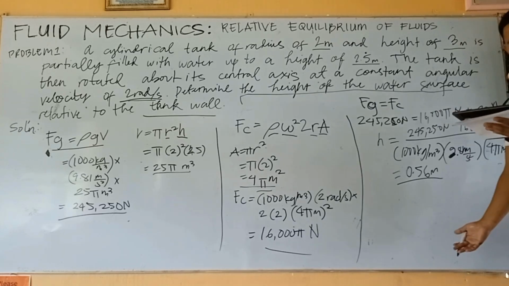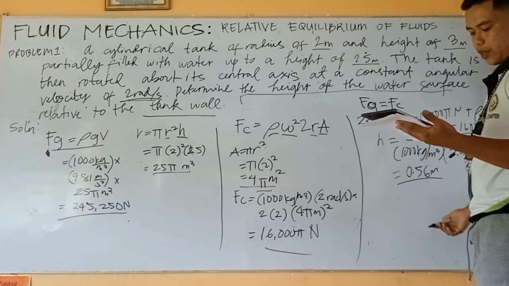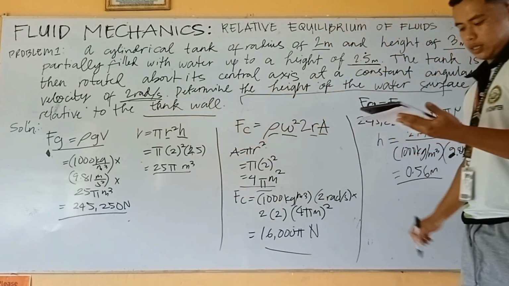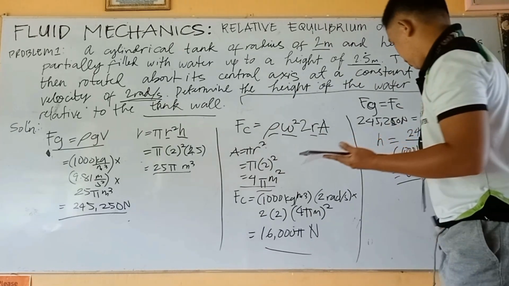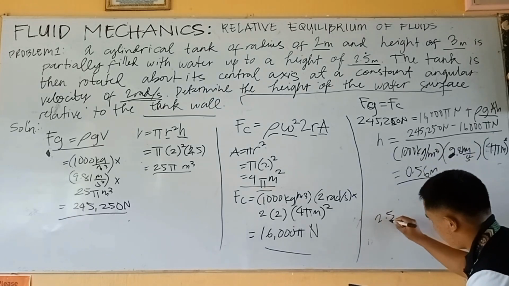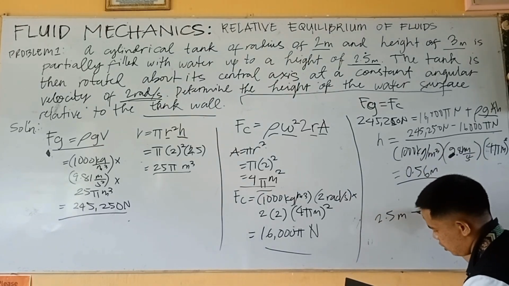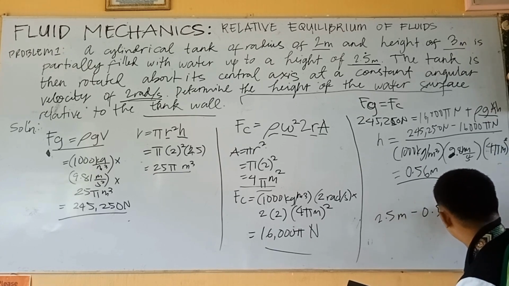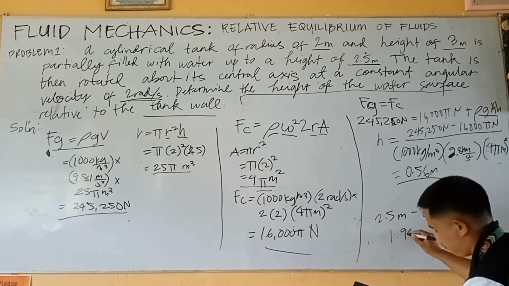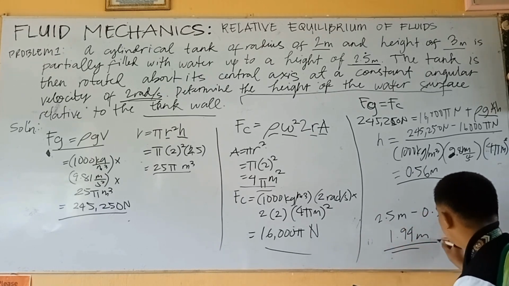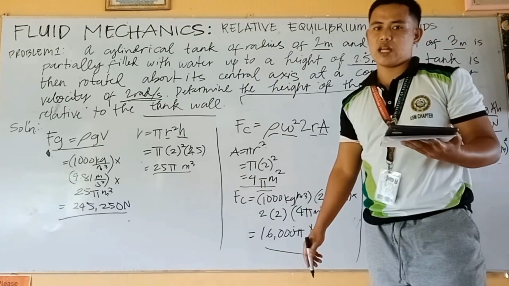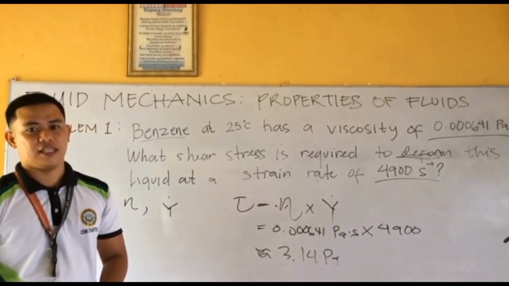Therefore, the height of the water surface relative to the tank wall of 2.5 meters is 2.5 meters minus 0.56 meter, which is equal to 1.94 meters. This is the height of the water surface relative to the tank wall.